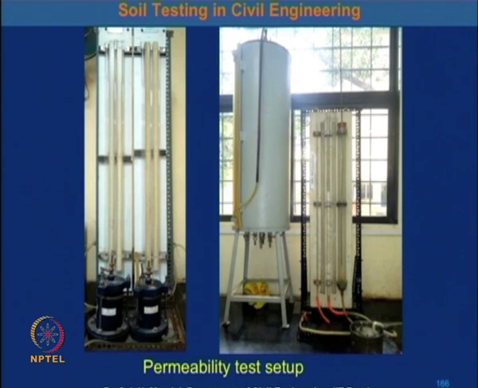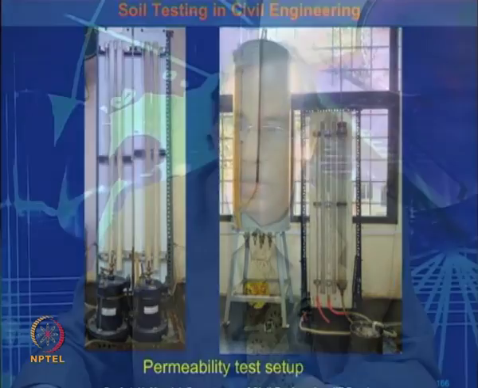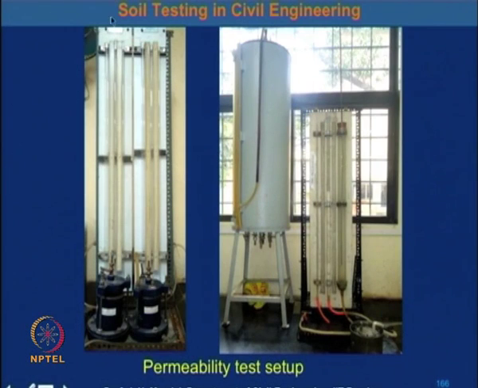This is the permeability test setup, and this is the constant head permeability test. This one is the constant head permeability test, and this one is the variable head permeability test. So, we can perform two kinds of test. One is the constant head permeability, and another is the variable head permeability. You can use both the apparatus for the determination of the permeability of the soil.